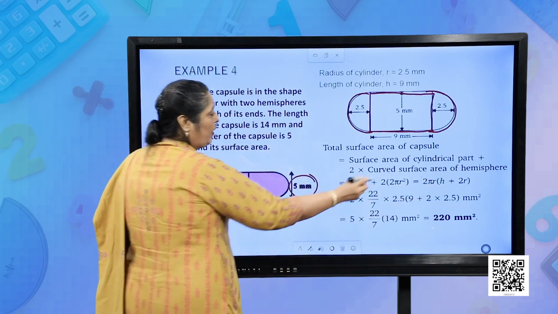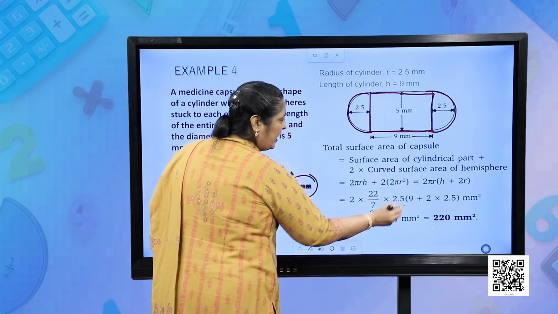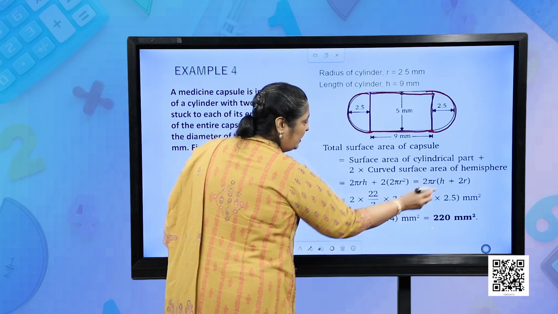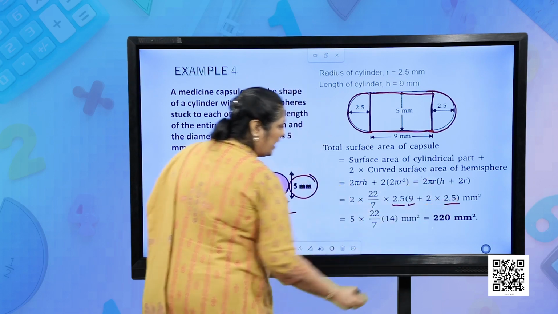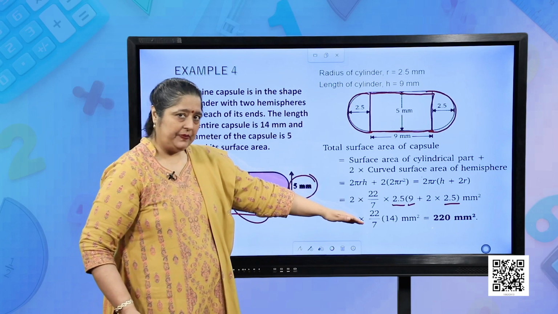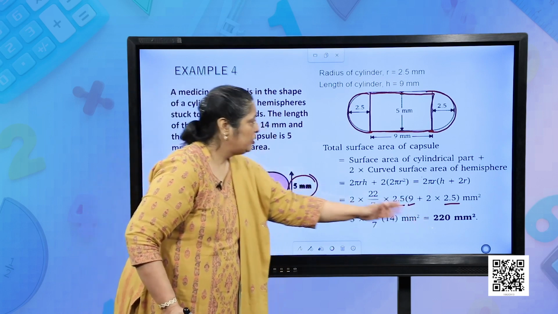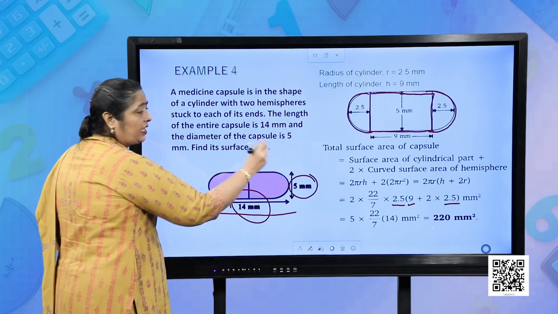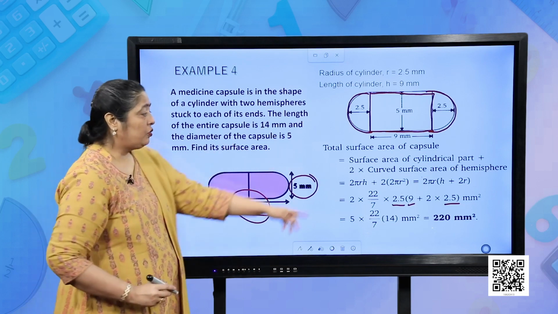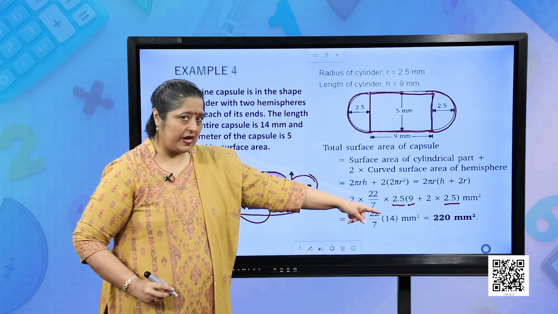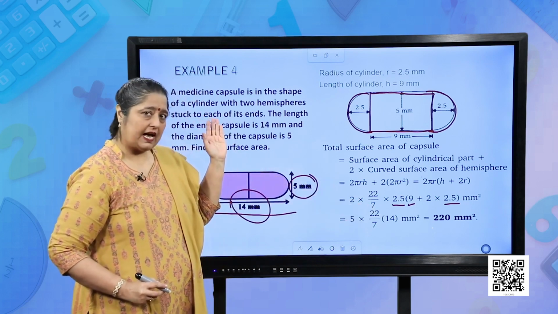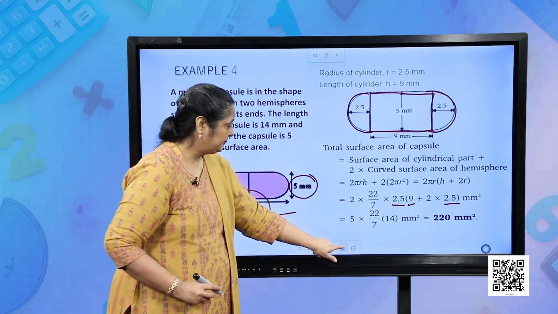Now substituting the value of r as 2.5, h as 9, again r as 2.5 and calculating the same, we have 220 millimeters square. So, the total surface area of this capsule is 220 millimeters square. I hope you have understood this example. Now, let us move forward.